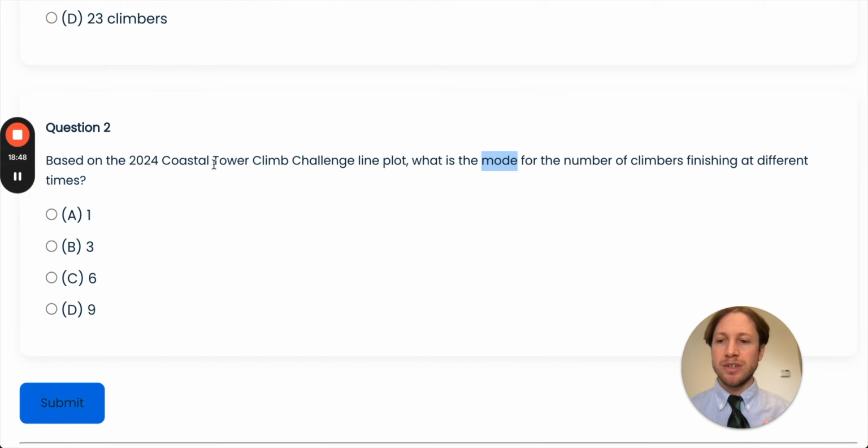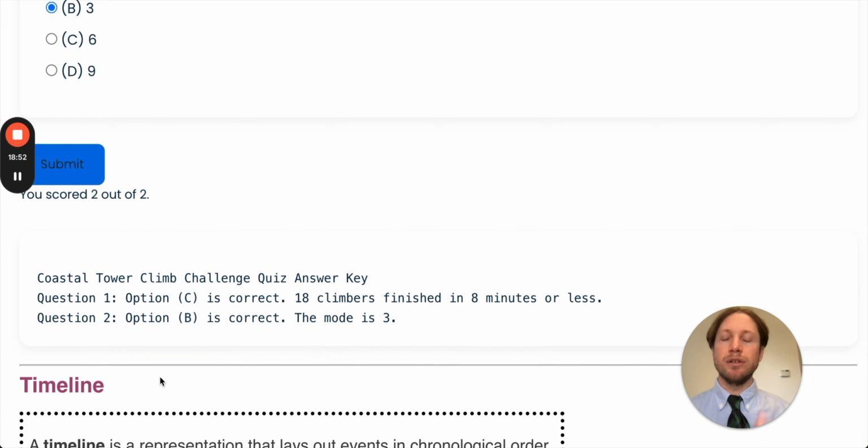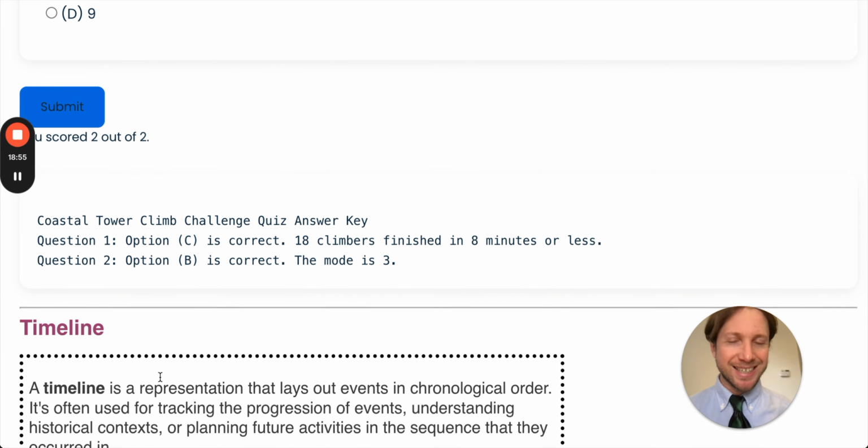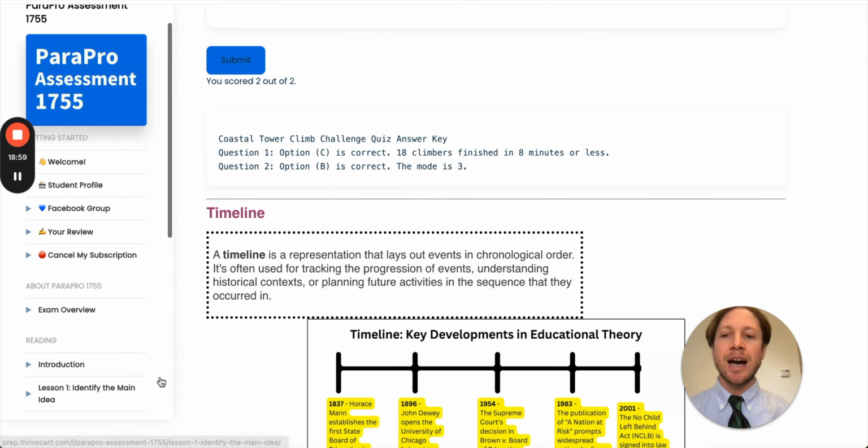Let's go on down and see if there is a 3. There is. Good. Okay, so let's click the submit button. We have scored 2 out of 2. Fantastic job. Fantastic job if you're sticking around with me. Now let's move on to a timeline.